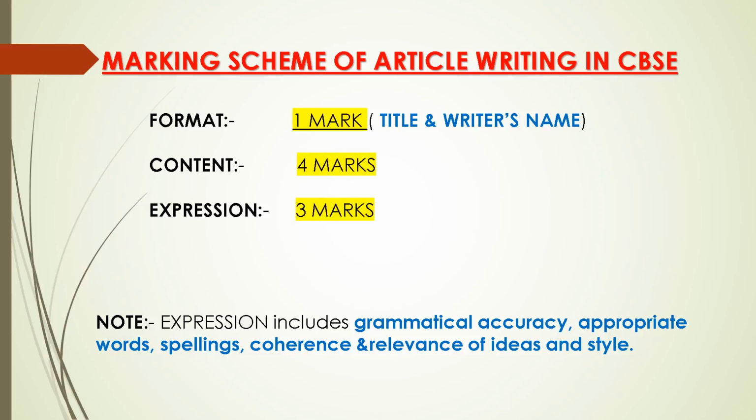So there should be coherency and relevancy. Relatedness should be there. In total there are 8 marks in article writing. If you want to get 8 marks in article writing, you must not avoid all these things. You should not forget to give a good title and write your name, then the introduction, main body and conclusion. And you must be very careful regarding the grammatical use of language. In this way you will have an idea how to score good marks in CBSE.